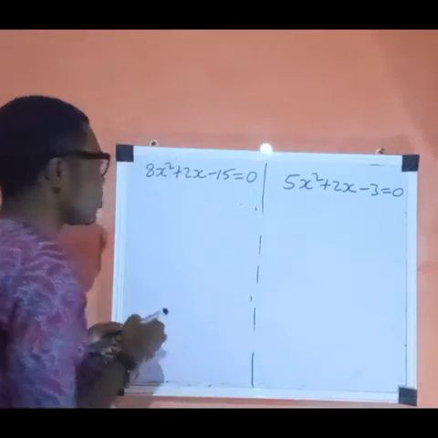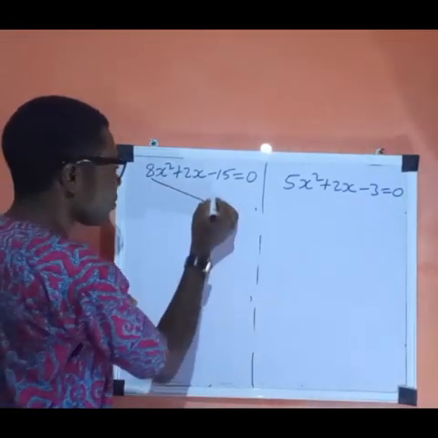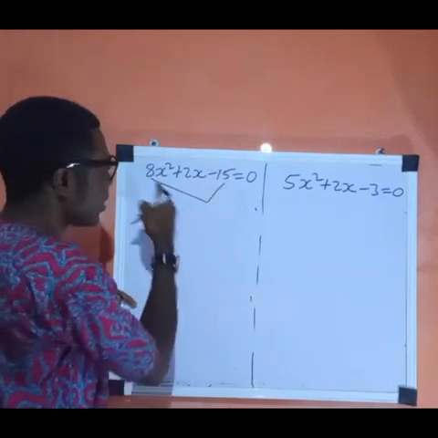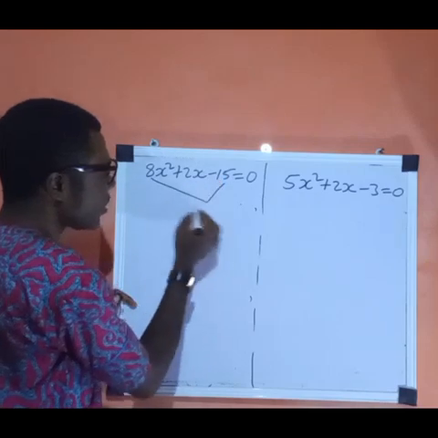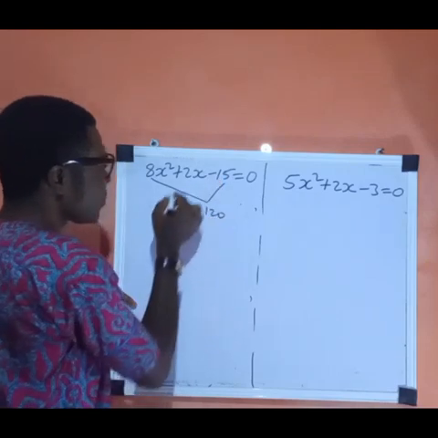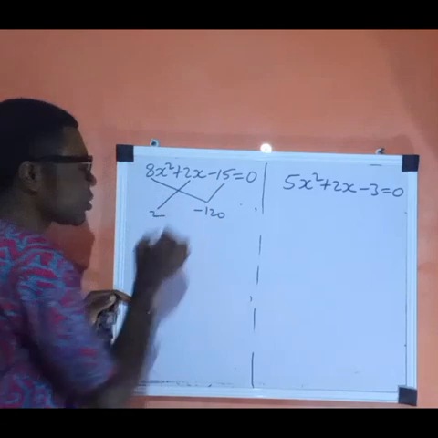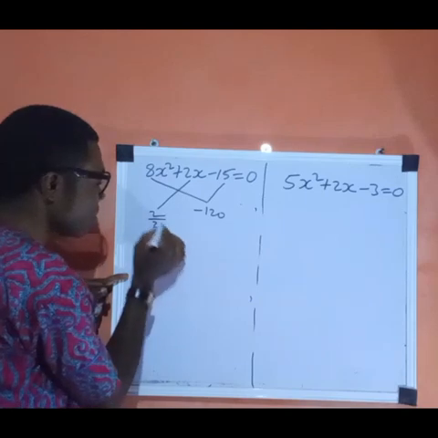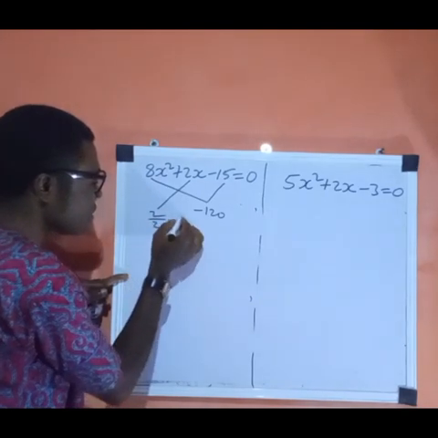What is that you are going to do? First of all, you get the product of the coefficient of x squared and the constant. 8 times minus 15 gives us minus 120. Then you bring out the coefficient of x, which is 2. So what you will do is divide the coefficient of x, 2, by 2, whatever it is, and you get 1.